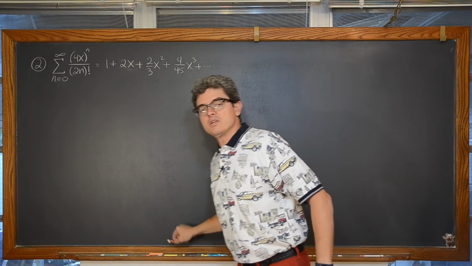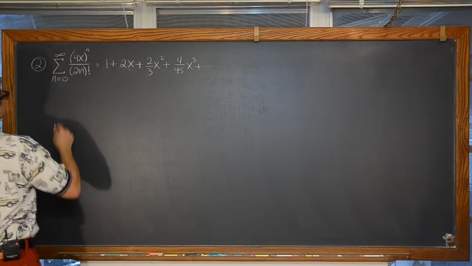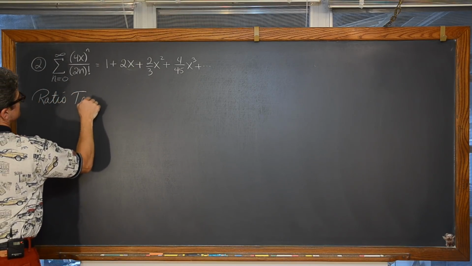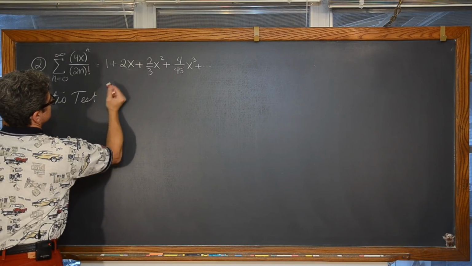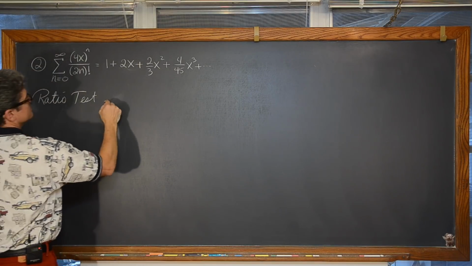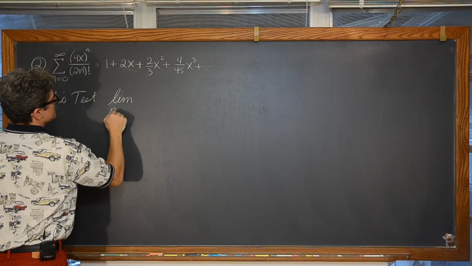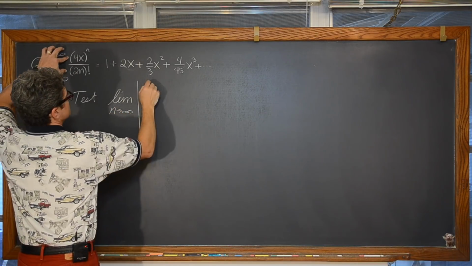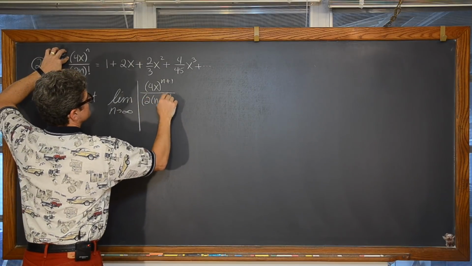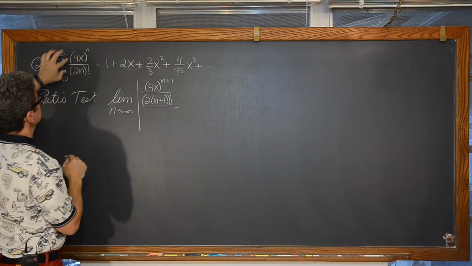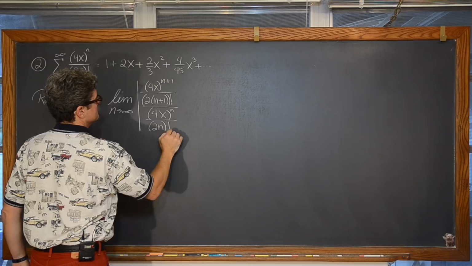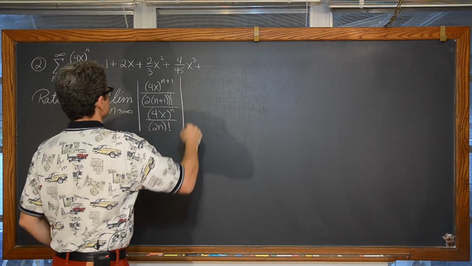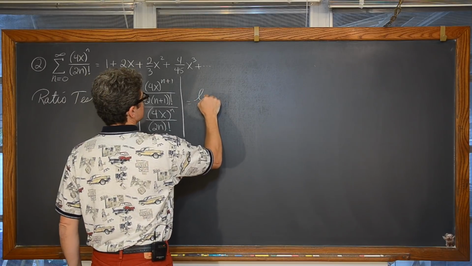So we're going to set up that ratio test. And by the ratio test, we have the limit as n goes to infinity of a sub n plus 1 over a sub n. Again, instead of dividing by that fraction, we're going to bring it up as a multiple of a reciprocal and clean things up.